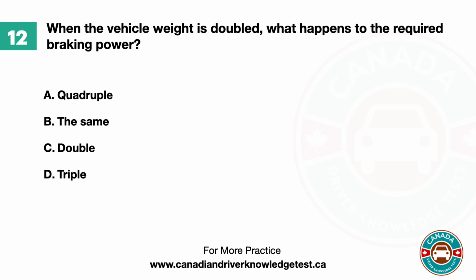Question 12. When the vehicle weight is doubled, what happens to the required braking power? A. Quadruple. B. The same. C. Double. D. Triple. The answer is C. Double.